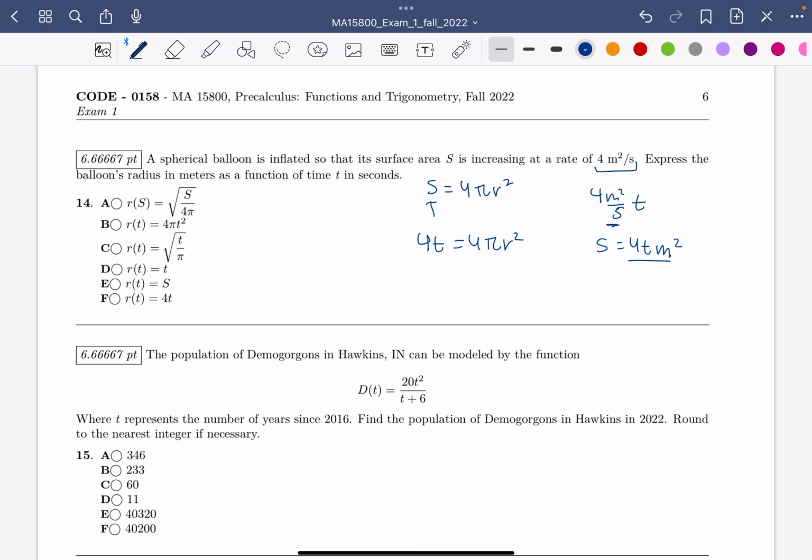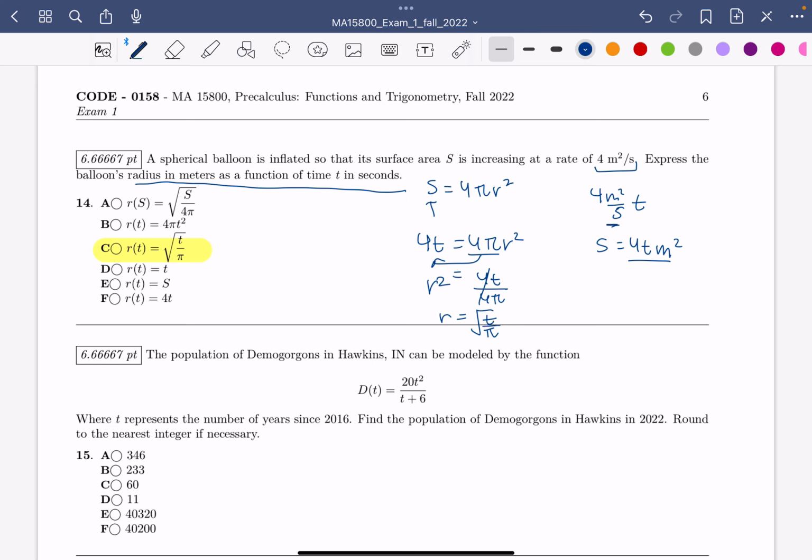So if we plug this in for S in our equation, we get 4t equals 4 pi r squared. Now we need to solve for r because we're asked for the radius in meters as a function of time. We can divide 4 pi over to this side, and we get r squared equals 4t over 4 pi. Cancel out the 4's. If we take the square root, we get r equals the root of t over pi. If we look at our answers, that gives us C.